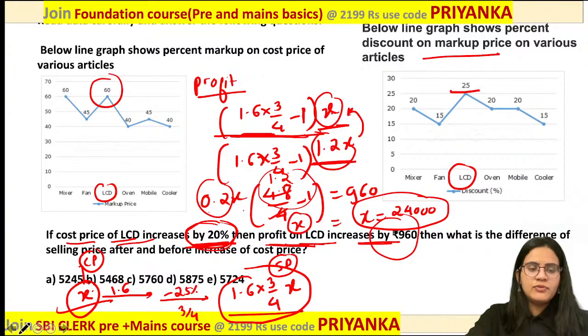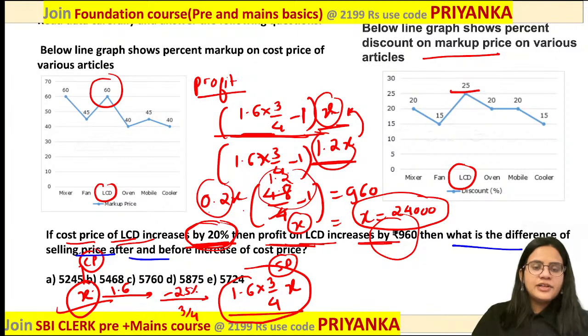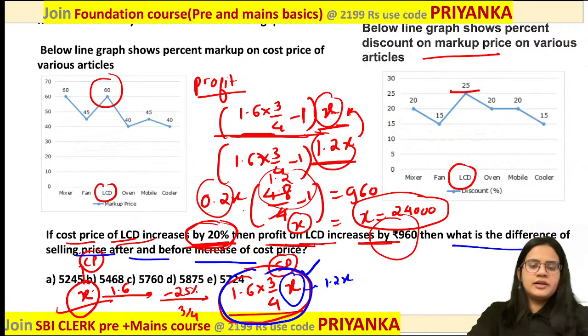Now can you tell me what would be the final answer over here? Now let me use a different pen. So what is your question? What is the difference between selling price after and before the increase of the cost price over here? So what is the selling price over here? You know that this is the value of selling price before, and afterward this became 1.2x over here.